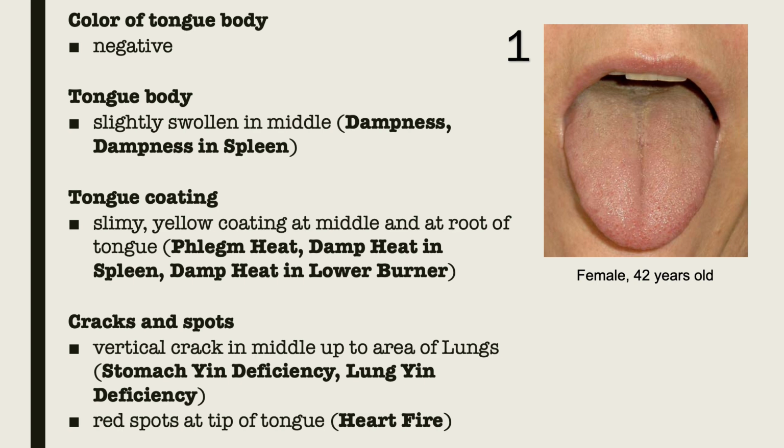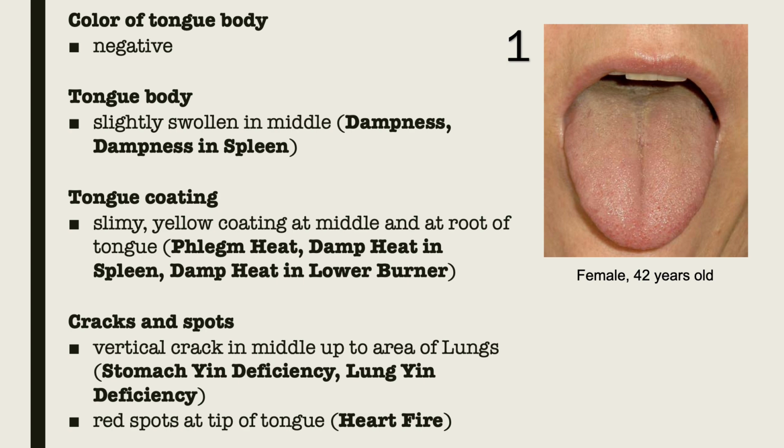The first tongue belongs to a 42-year-old female. Color of the tongue body negative, that means it's normal. Pale red. Tongue body is slightly swollen in the middle. If you look closely, it represents dampness in the spleen.